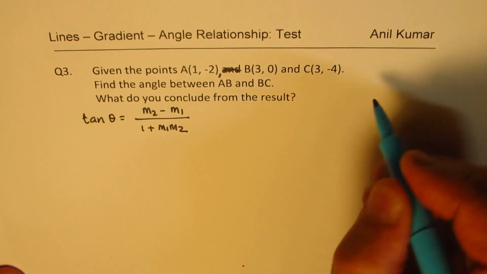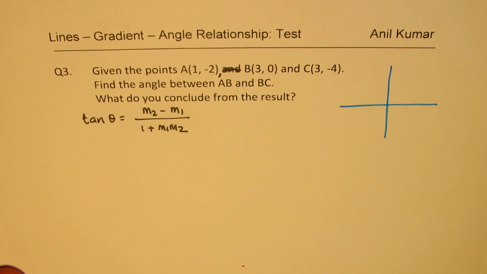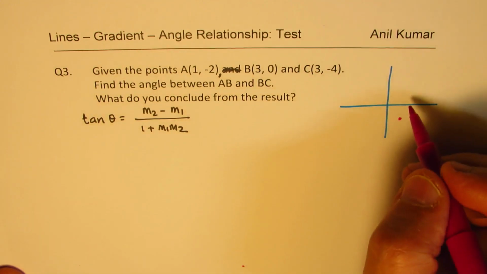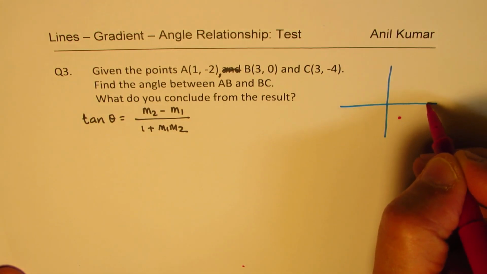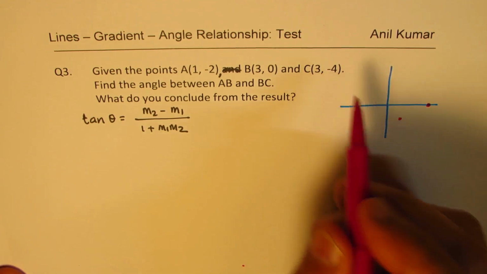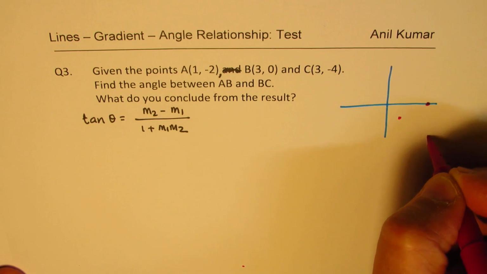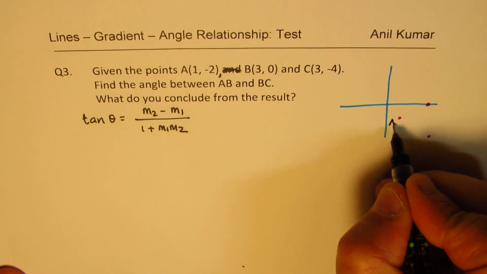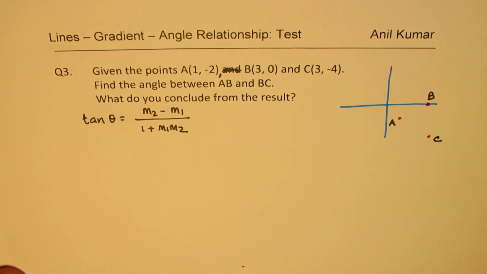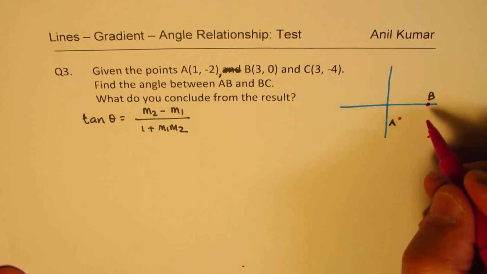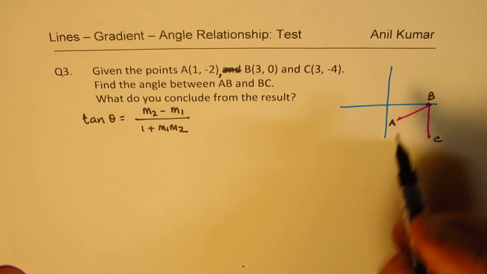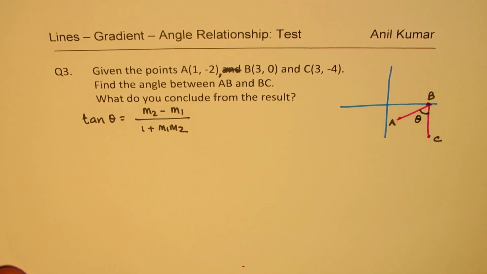Now let me just sketch them here on the side to give you an idea. The points here are 1, minus 2, so somewhere here, right? 3, 0 means on the x-axis somewhere here, right? And then 3, minus 4 will be down. So these are my points. This is the point A, B is here and C is this point. We need to find the angle between A to B and B to C. So we basically need to find this angle theta, right? So that is the situation.